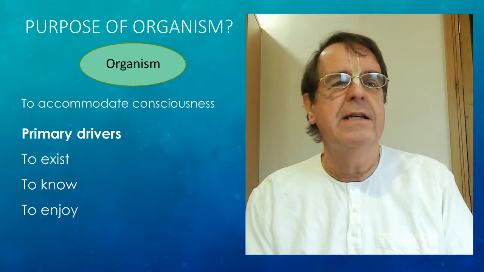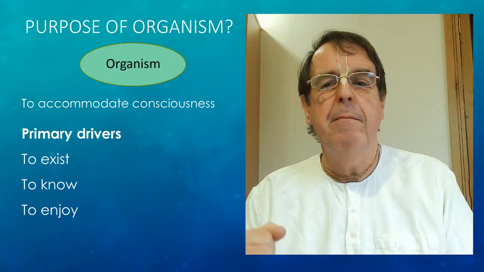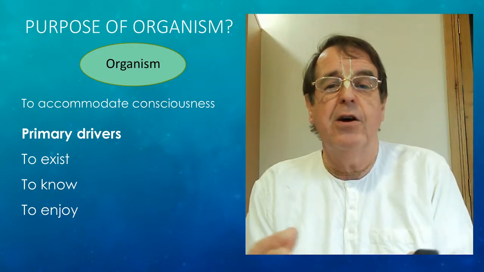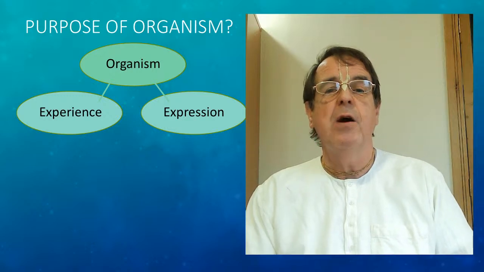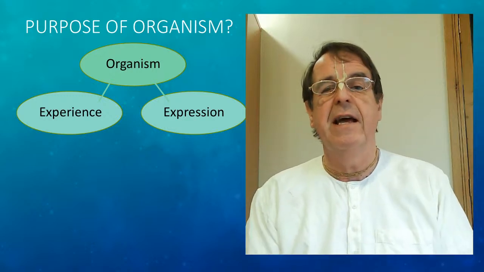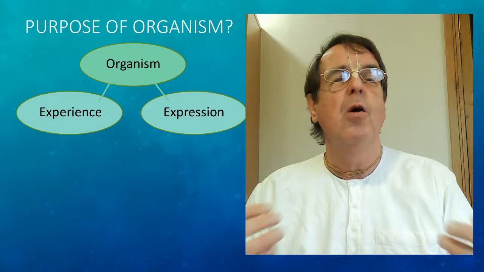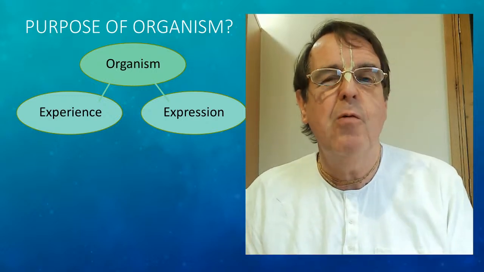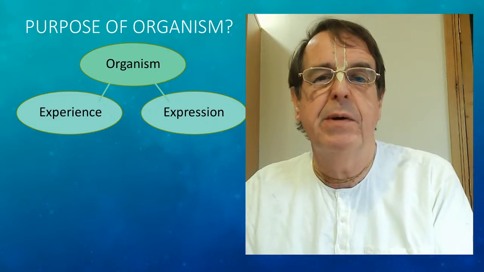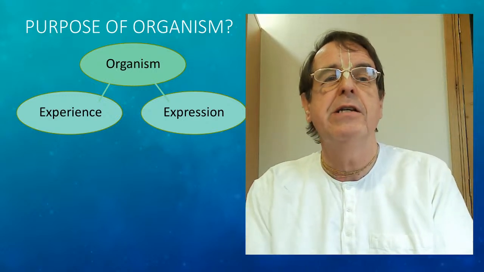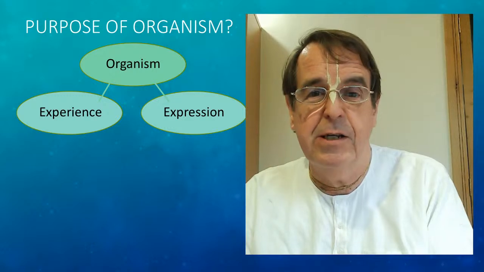So to exist, to know, and to enjoy manifests the two things that consciousness tries to do in a biological body. And that is that we want to experience things, events and activities, and we express our will. We want to enhance those experiences. So we want to experience and we want to enhance those experiences.